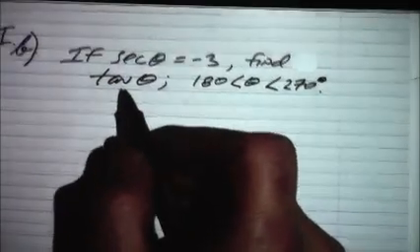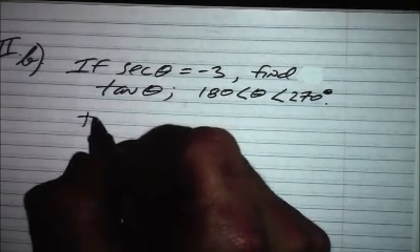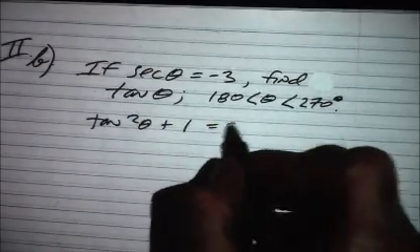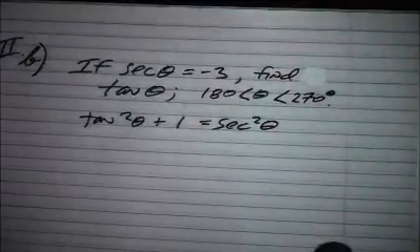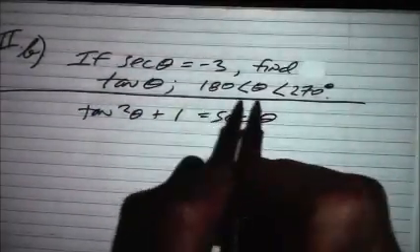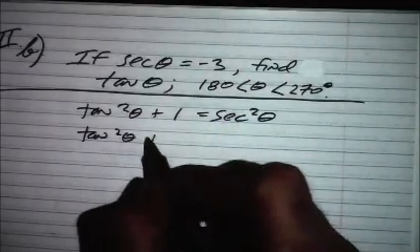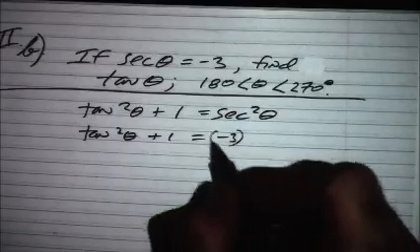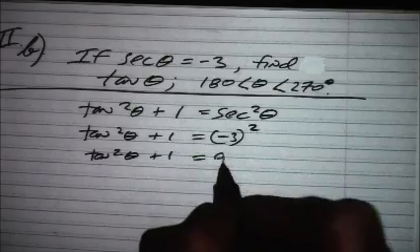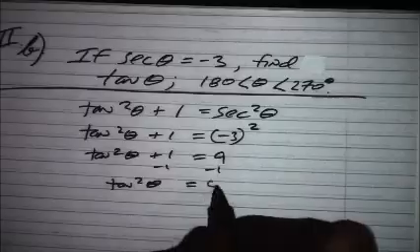Tangent and secant both are connected by the Pythagorean identity. And so what I'm going to do with that is I'm going to write it out. Tangent squared theta plus 1 equals the secant squared theta. Okay? No problem. So here's my first step. I'm just going to write that out. And then I'm going to put -3 in here. So I'm going to say tangent squared theta plus 1 is equal to -3 being squared. And so the rest of this is really just algebra. 9 minus 1, really easy algebra working on an equation like this.